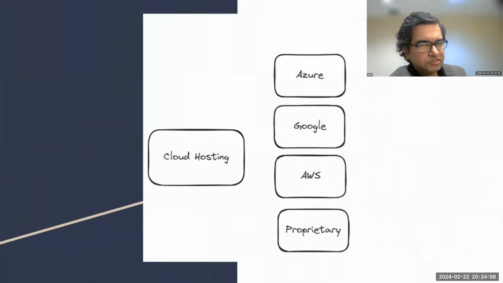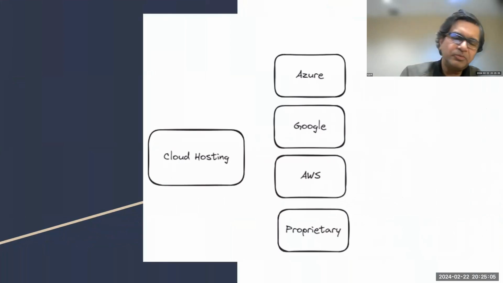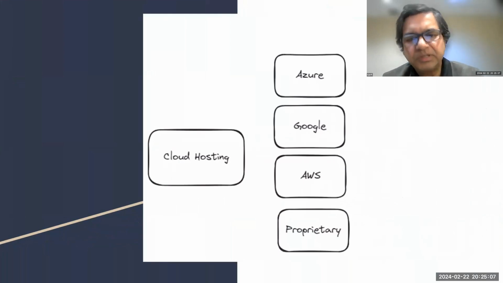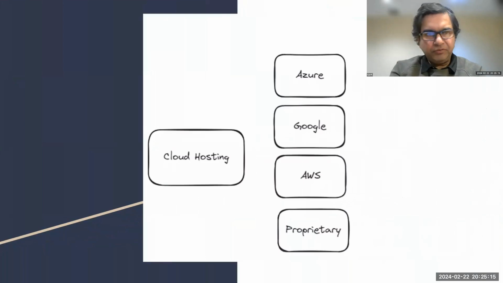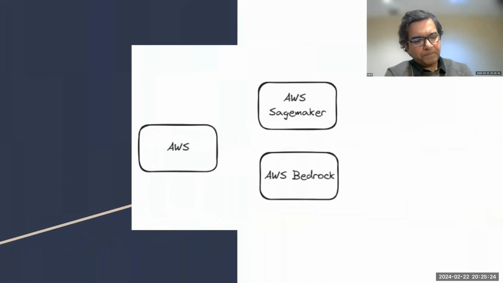Now for a cloud hosting solution, what are our options? Our options are typically Azure, Google, AWS, and maybe some proprietary other solutions. But these are the three big players in the market, right? So we can go with any one of them, it really doesn't matter. But at this point of time, let's choose one and move ahead in the journey. So, in the next one, let's see what our options are within AWS, right?